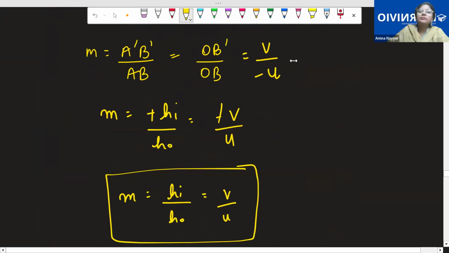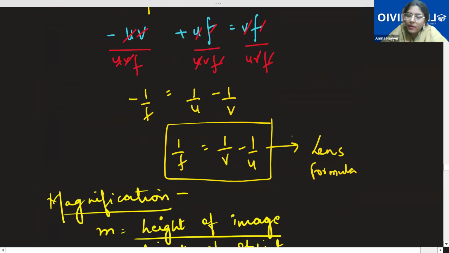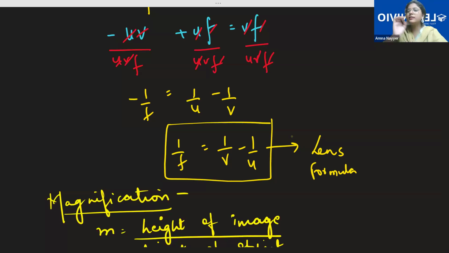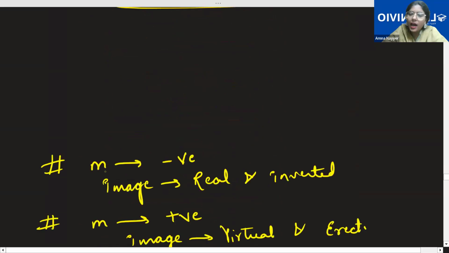Okay. See class. Magnification is v by u. Focal length: 1 by f is equal to 1 by v minus 1 by u. This is the lens formula. In everything in ray optics, you have to apply the sign conventions. Where do you not have to apply the sign convention? Just in the topic optical instruments. There are just three optical instruments rather. There you don't have to apply the sign convention. Otherwise, everywhere you have to apply it.